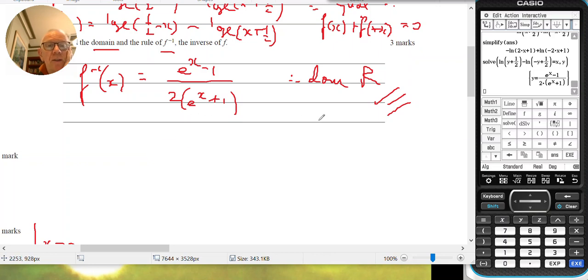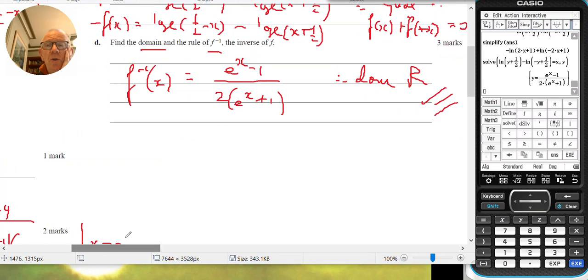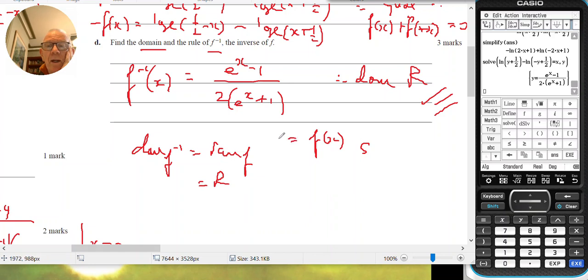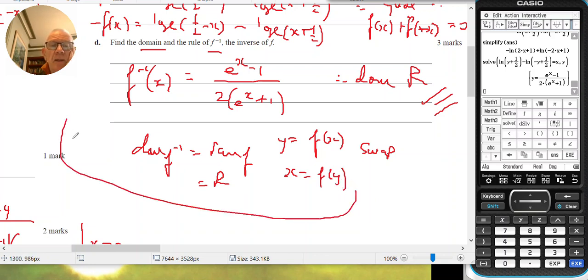I've just got the 2 answers. What I might do is I might say domain of the inverse equals the range of f, therefore R, there's my method, and also y equals f of x, swap, x equals f of y, and gives me that. So I've got enough to show them what I did to come up with that answer.